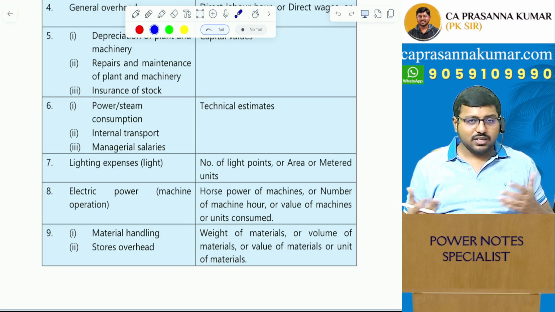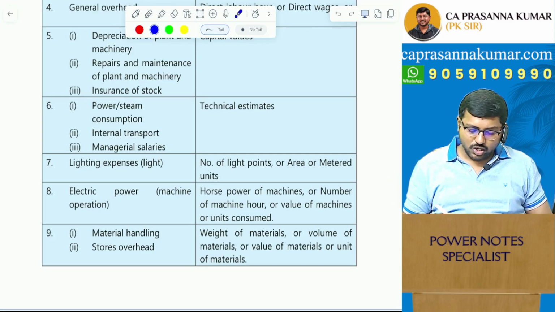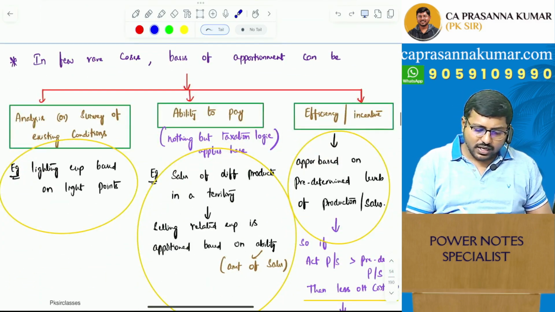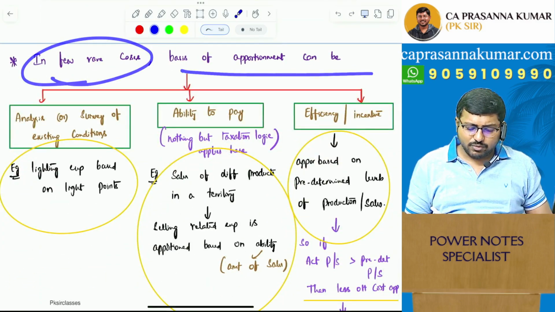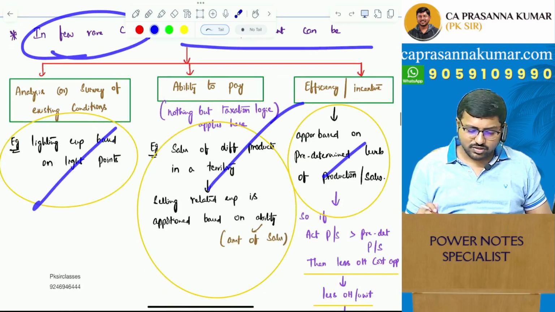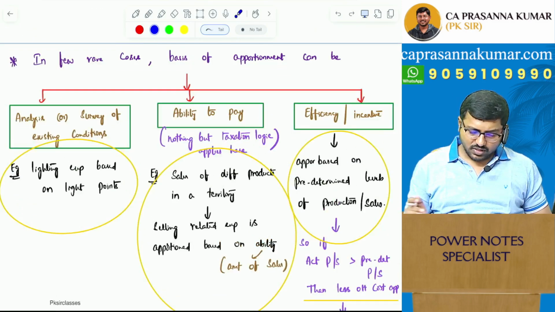Okay, but this is a revision session. I don't have time to do that, so all you have to do is just remember. Okay, moving on. In a few rare cases, the basis of apportionment can be something special. What is that? Let's try to understand now.